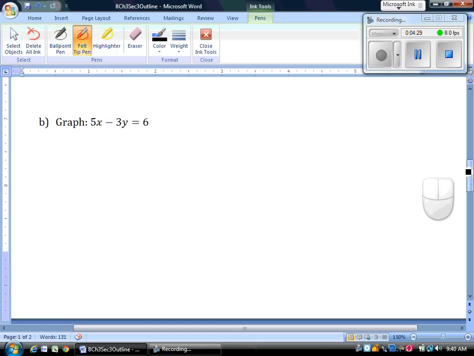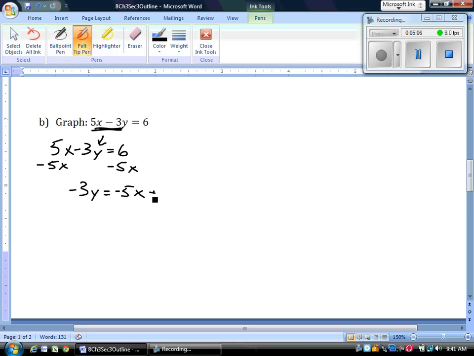Let's try another one. 5x minus 3y equals 6. Before we start into this, we have to get it into slope-intercept form. Notice the 5x and the 3y are on the same side, so we have to solve this first. 5x minus 3y equals 6. This is why we took time in the last section to learn how to solve for a variable, because we want to solve for y. That means I start by subtracting 5x. So I have negative 3y equals negative 5x plus 6.